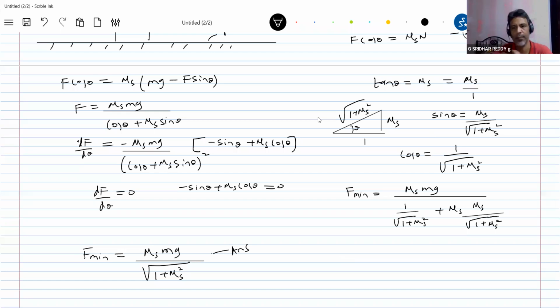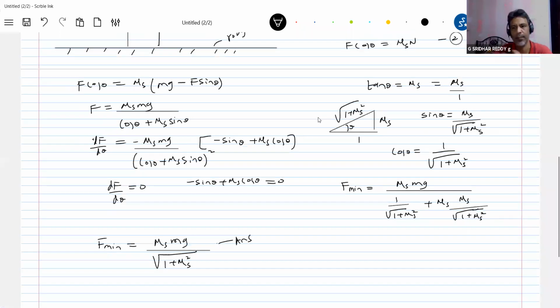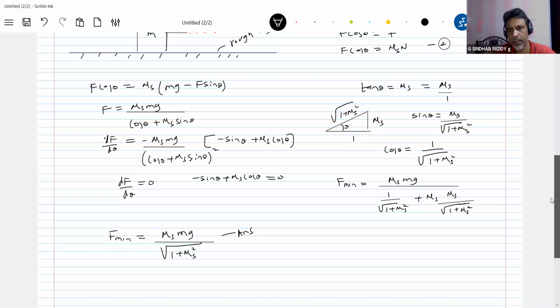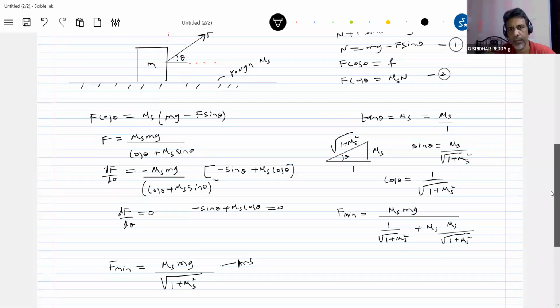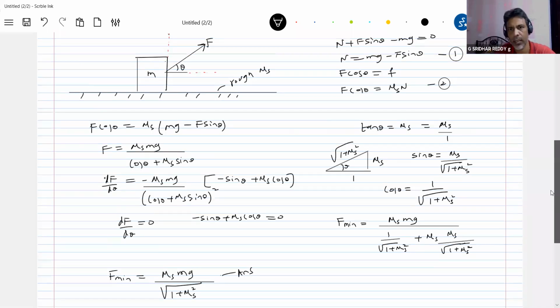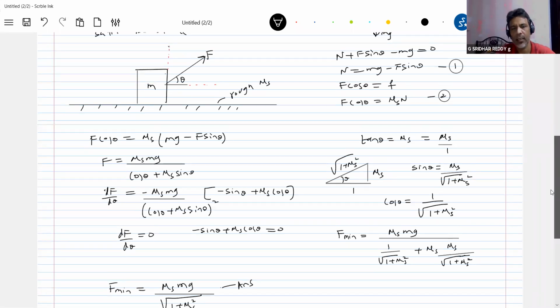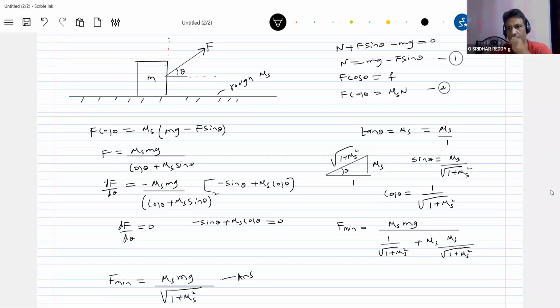What I did, I substituted the sine theta, cos theta values. All the total derivation is here. We have substituted these particular values of sine theta, cos theta at this place. Then solving for that will end up here.